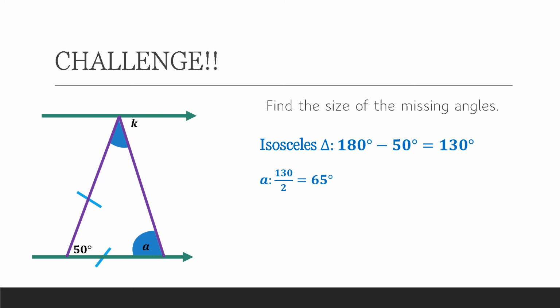So all we do is divide 130 degrees by 2 to give us 65 degrees. So each of those angles will be 65 degrees. How can we find K?